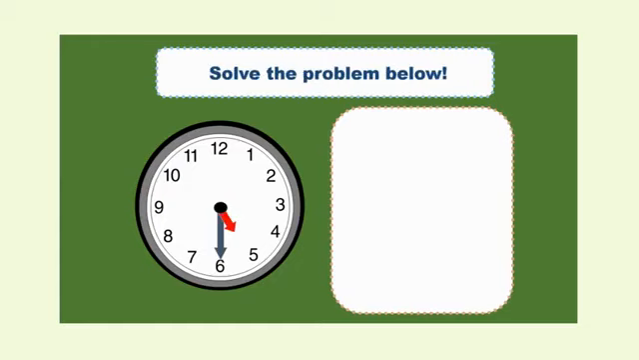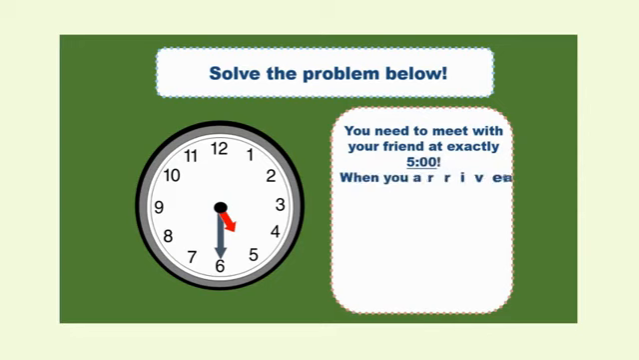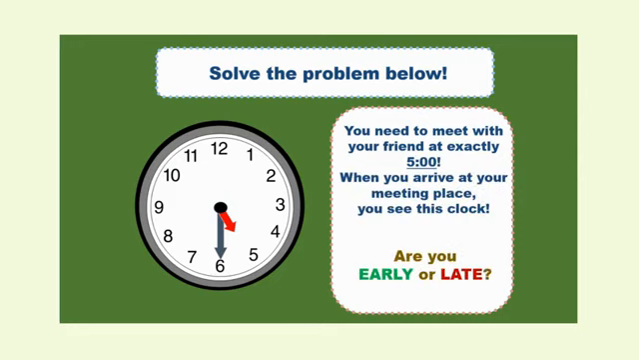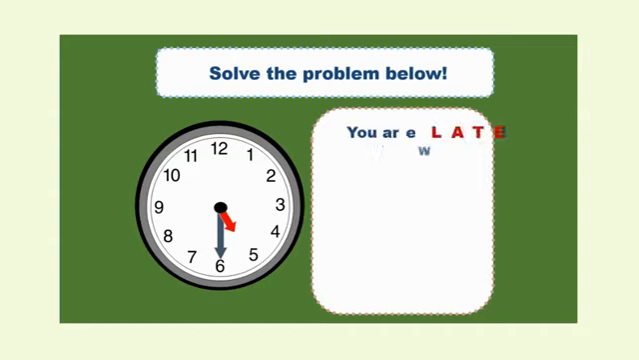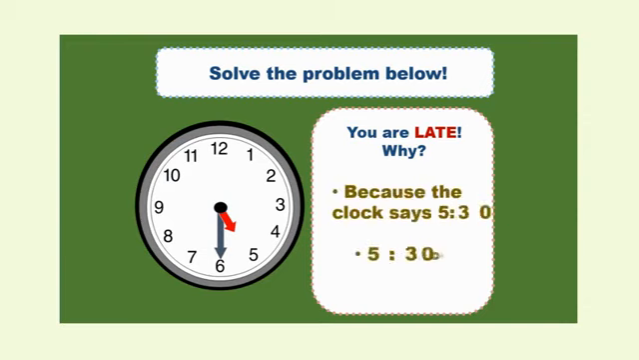Okay, let's look at this word problem. You need to meet with your friend at exactly 5 o'clock. When you arrive at your meeting place, you see this clock. Are you early or late? Okay, you are late. Why? Because the clock says 5:30 and 5:30 comes after 5 o'clock.